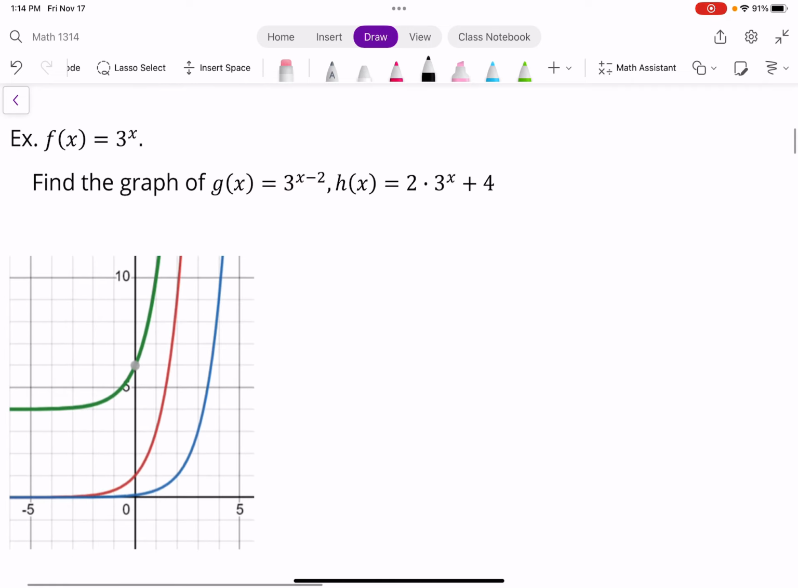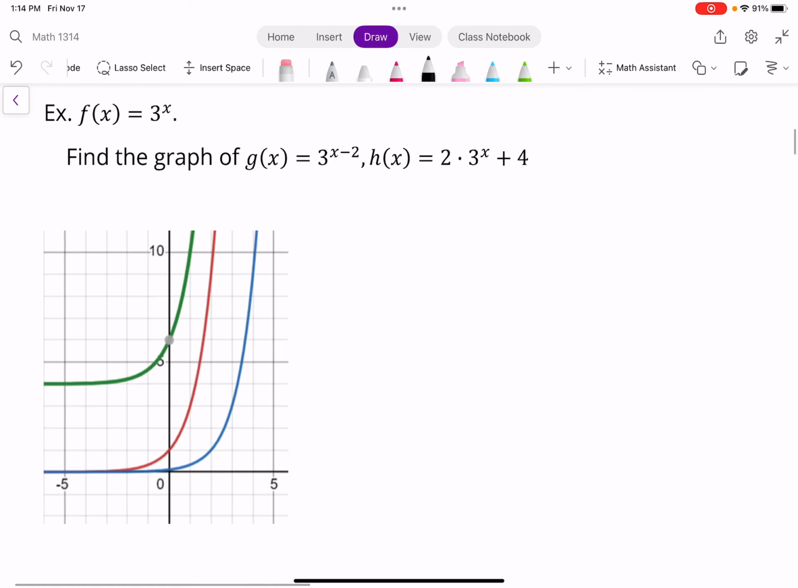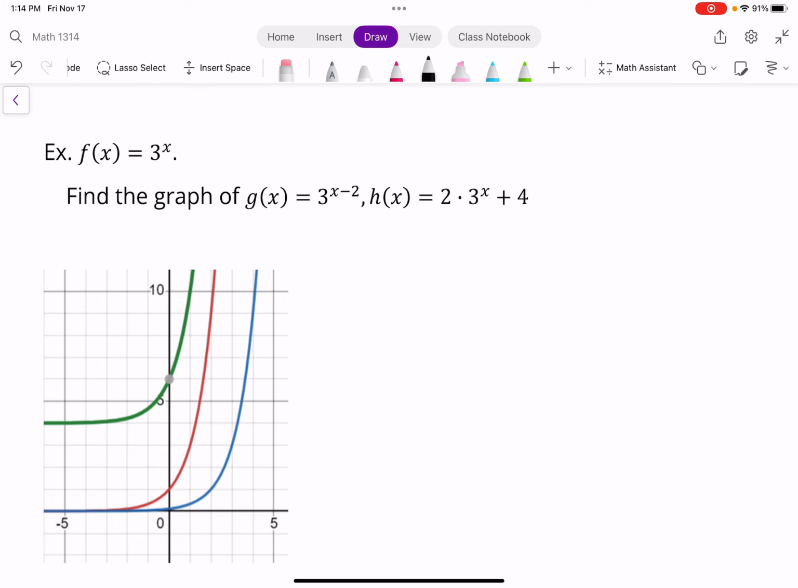Okay, let's see. Example: f of x equals 3 to the x. Find the graph. It's not shown which one is f of x, g of x, or h of x. But I know that if I'm graphing f of x equals 3 to the x, 3 is greater than 1, I'm having an increasing function, and it will go through the point (0, 1). So the right graph goes through (0, 1). This one could be my f of x.